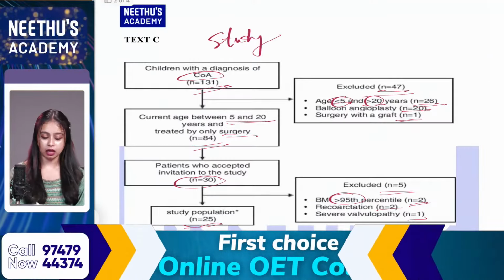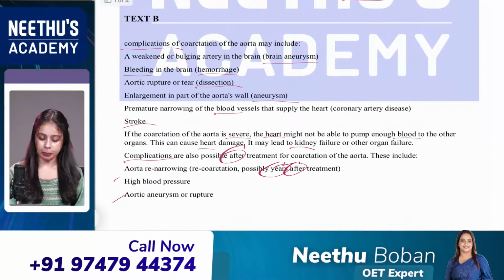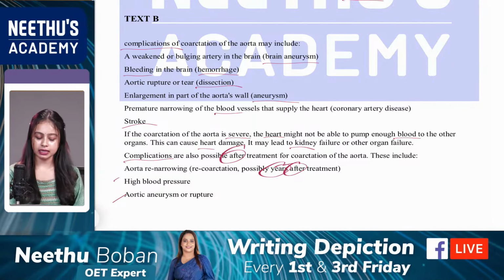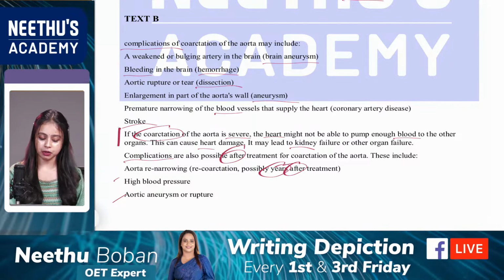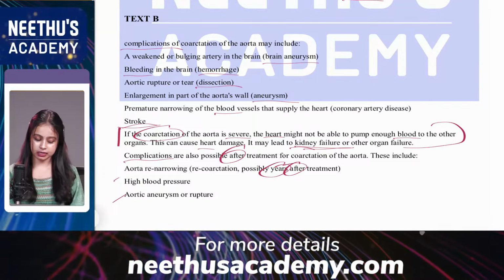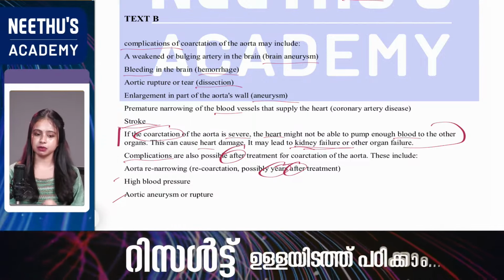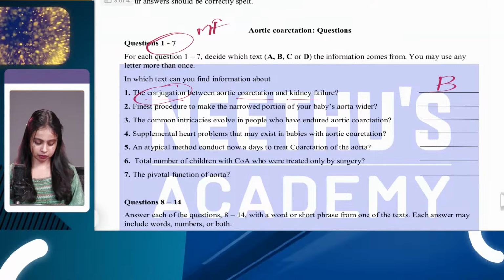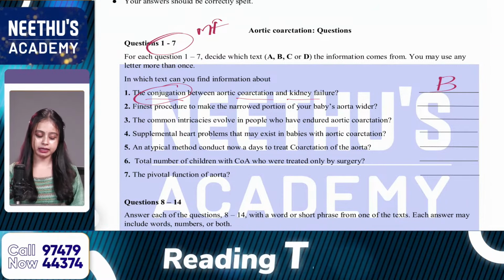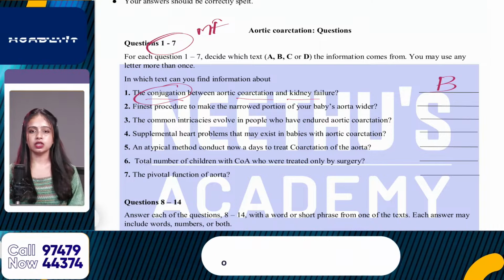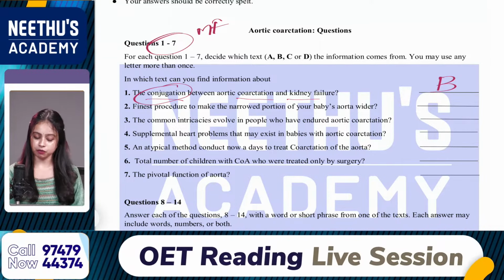So yes, that is mentioned here in text B. Okay, kidney failure as well as coarctation. See this particular point. Okay, yes. So that is okay, Vaishnavi. It is text B. Very good, dear. So now we are moving to the second question. Okay, Reshma, that line starts with 'if the coarctation'. Very good. Yes. From those lines you will get, that is from text B, of course.